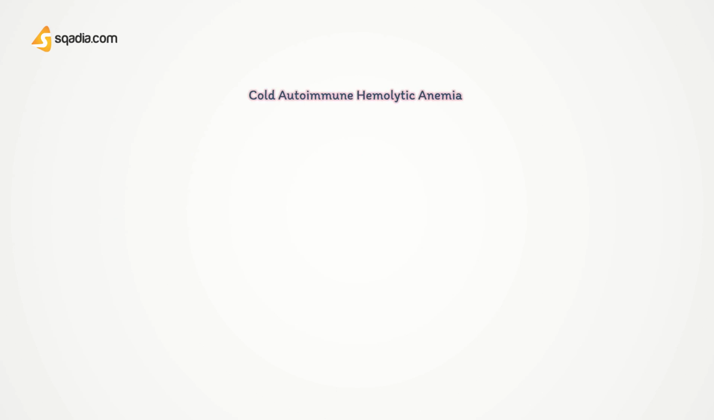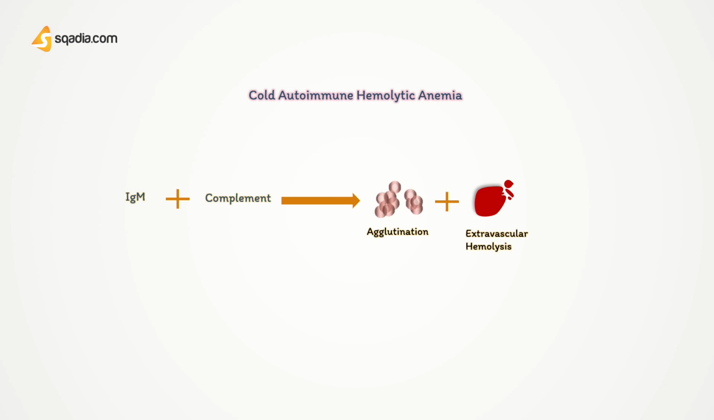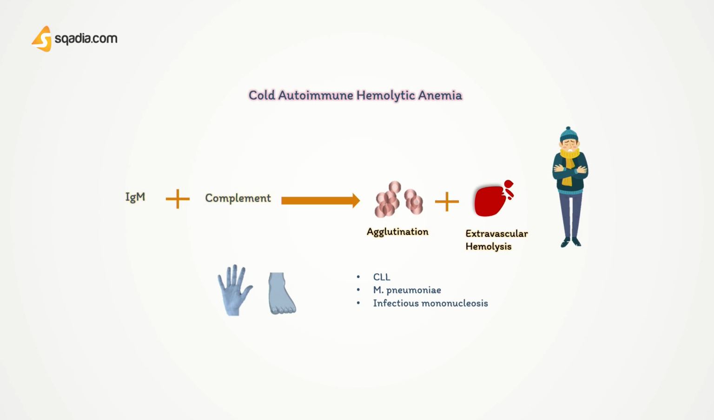Cold autoimmune hemolytic anemia is an acute anemia in which primarily IgM together with the complement causes red blood cell agglutination and also extravascular hemolysis upon exposure to cold temperatures. Now, this results in painful blue fingers and toes. It is also seen in conditions like chronic lymphoid leukemia, mycoplasma pneumonia infections, and infectious mononucleosis.